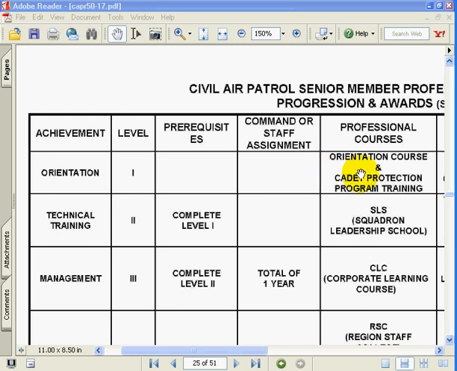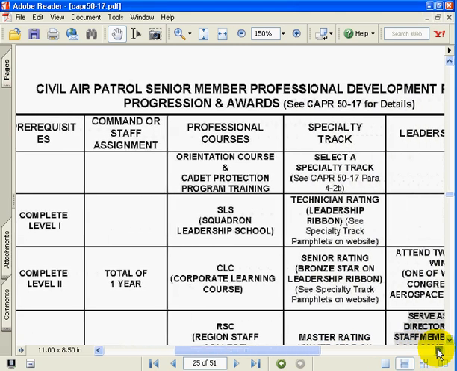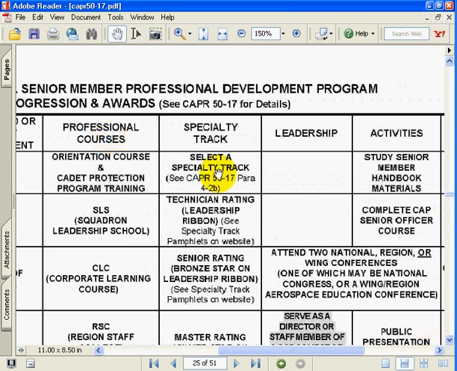What does happen is that you have an orientation course which talks about the basics of Civil Air Patrol to get an understanding of what type of program you're in. There's an emphasis on the cadet program training. For all individuals, if you're working around cadets, there's probably some guidelines that you need to follow. In addition, after you've completed those two pieces of training, there is also an Operation Security. It's not annotated here under professional courses, but it's also a requirement to get your level 1.